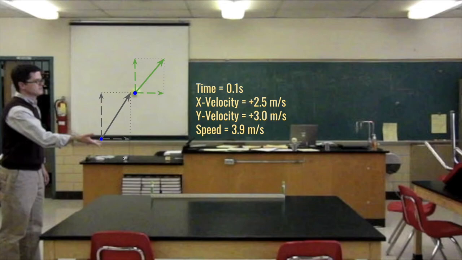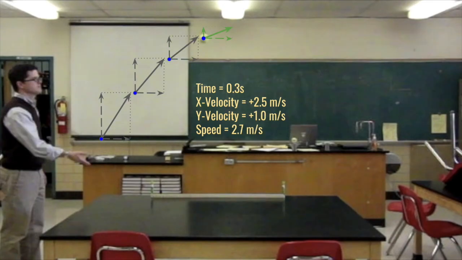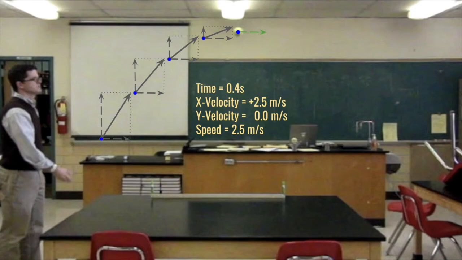Each frame we'll see that the y velocity decreases by 1 meter per second. The x velocity stays constant. The speed gets smaller as well. Now the y velocity is only 2 meters per second. Now the y velocity is only 1 meter per second. And again, we reach that peak point when the speed is equal to the x velocity, because there is no y component to the velocity at this point.